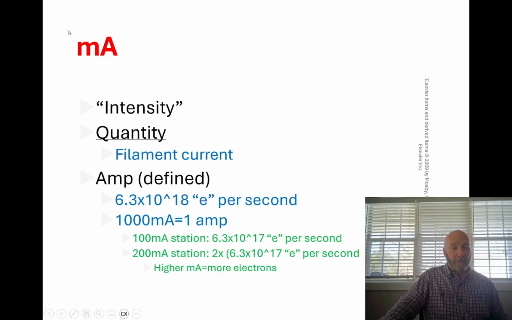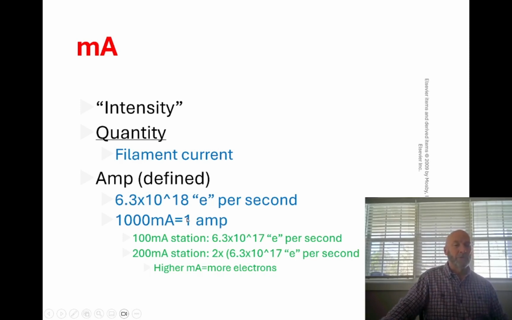Amperage, even though we use mA, milliamps, which is 1/1000th of an amp, what we get are a tremendous number of electrons. So it's 6.3 times 10 to the 18th power. That's if you took off from this point right here and went that way 18 times, that's how many electrons you would have in 1 amp.